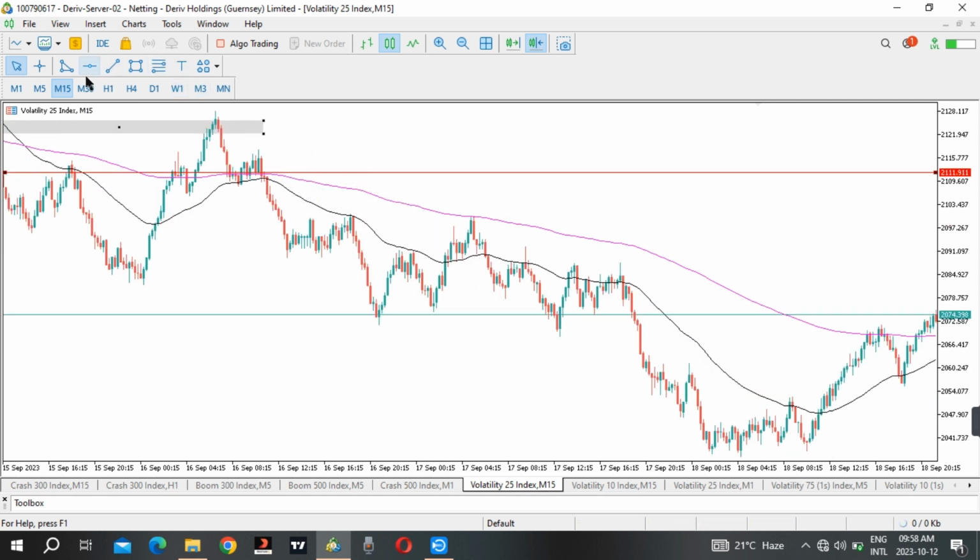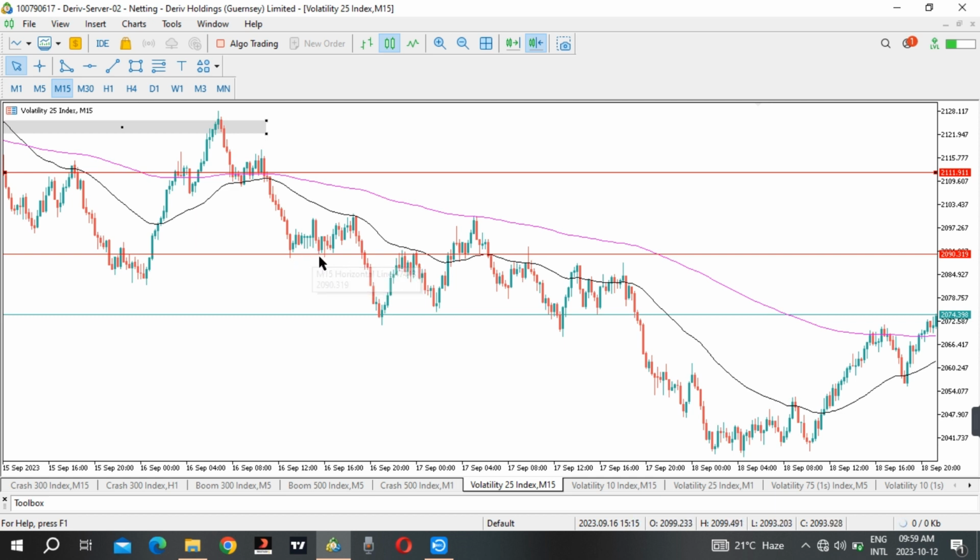So right over here again, we mark this zone. As you can see, there's a zone flip over here and a pullback coinciding with the 50 moving average. So I take my entry over here when there's a candlestick confirmation. I'm not talking much about candlestick confirmations in this video. And as you can see, after we went down, we pulled back again.